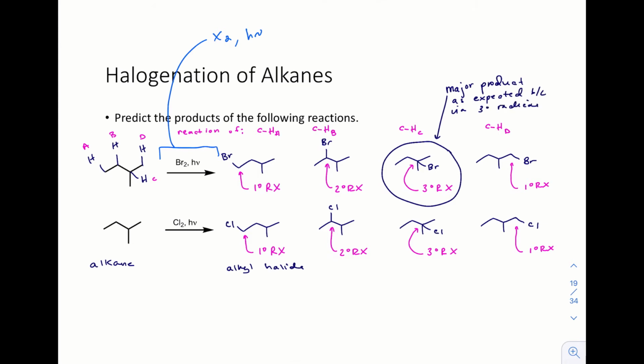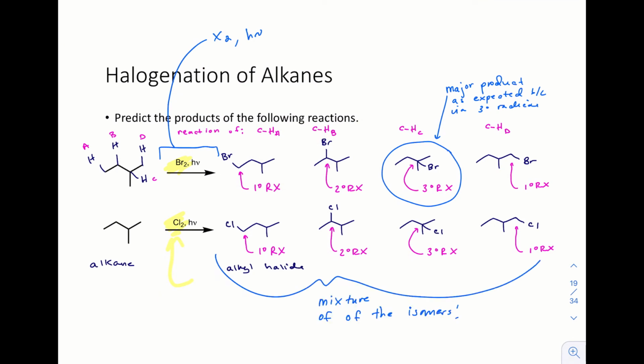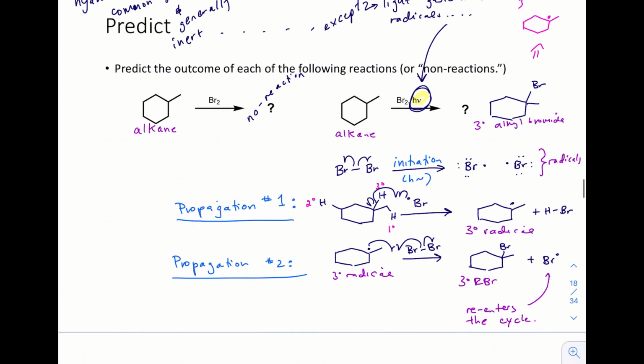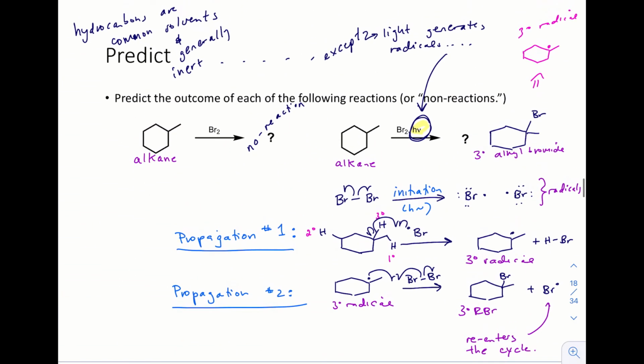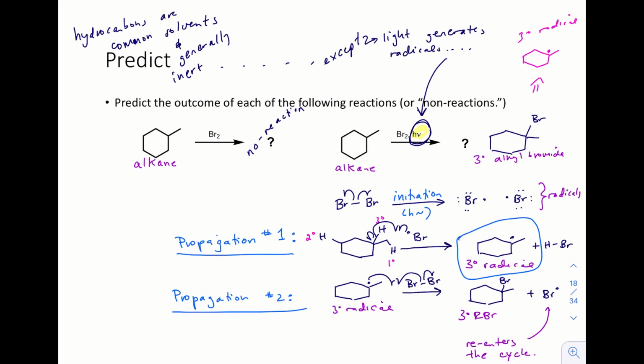Now, you might be a bit surprised to know, however, that the result of reaction with chlorine is actually a mixture of constitutional isomers. What? That doesn't make any sense. You said it would go through the tertiary radical. I said we would expect it to go through the tertiary radical.